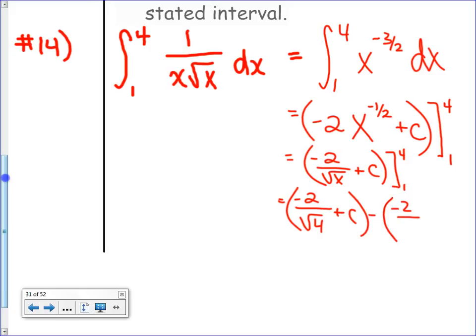Plug in 1. Question, did I even need the plus C? Plus C was finding a general antiderivative, right? Yeah. But if I'm trying to find a definite integral, a displacement, wait, that's physics, that's section 6-7, come back. If I'm trying to find a definite integral, the plus C has no place because it's going to cancel out every single time anyway.